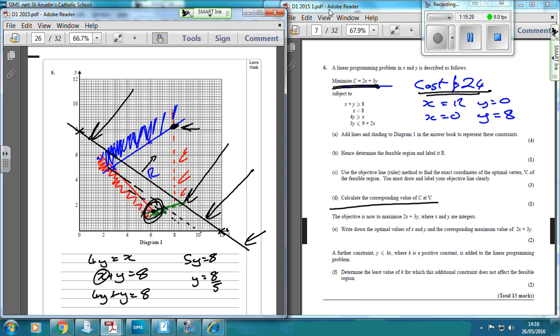And bear in mind it says the exact coordinate, so keep it as a fraction. Then my x coordinate is 4 lots of my y coordinate. So that's going to be 4 lots of 8 over 5, which is 32 over 5. So my coordinates are 32 over 5, 8 over 5. Then it says calculate the corresponding value of c at v. Once I've got my coordinates, I substitute them into my objective function to find out what the cost is.